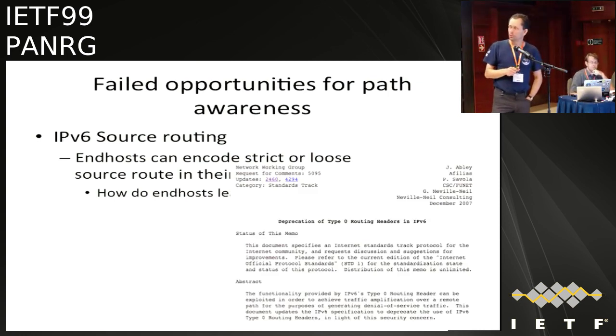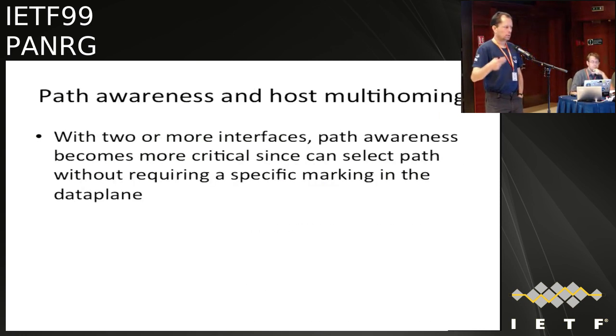Path awareness and multi-homing. During the last decade, we have seen more and more devices with multiple interfaces. And when you have multiple interfaces, you can influence the selection of the path without having to mark anything in the packets or use a signaling protocol, because the basic operation of sending the packet on your left interface or on your right interface is the way for you to control the utilization of the path in the network. So once you are multi-homed, you have more capabilities in the network.